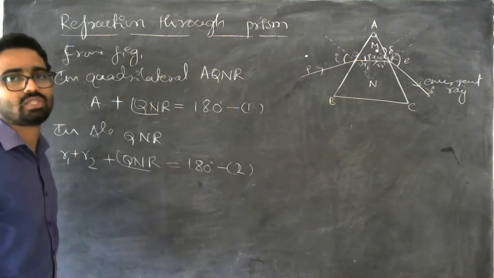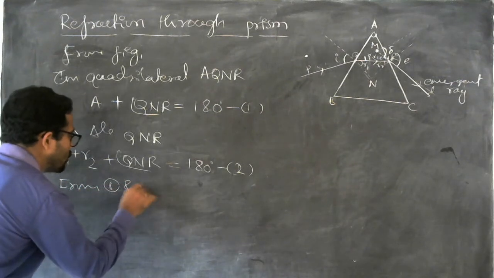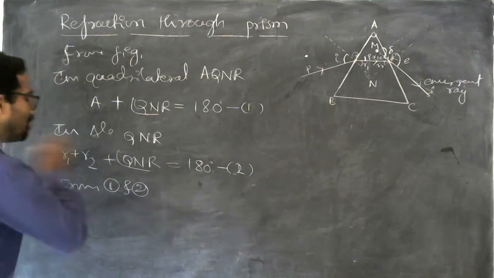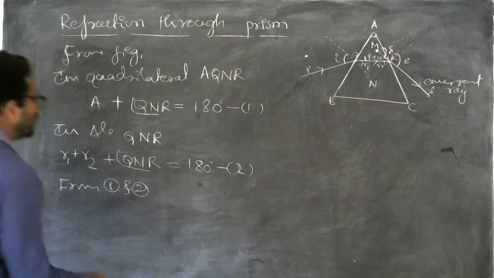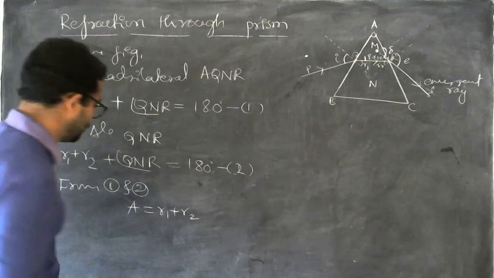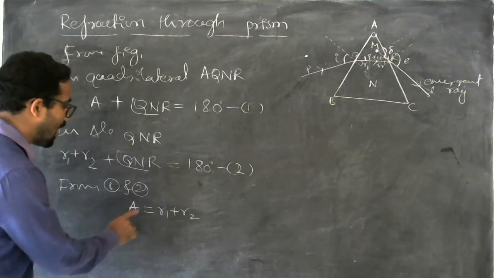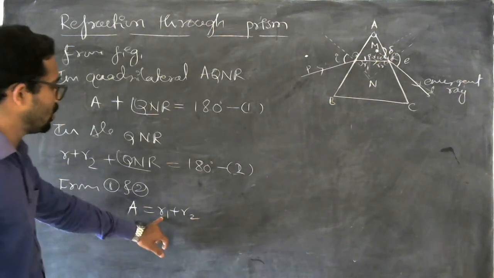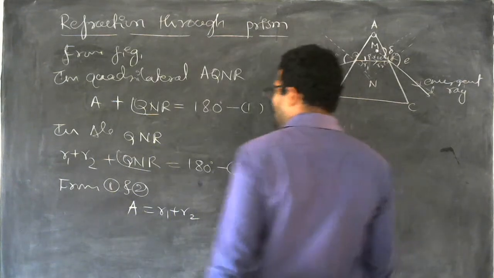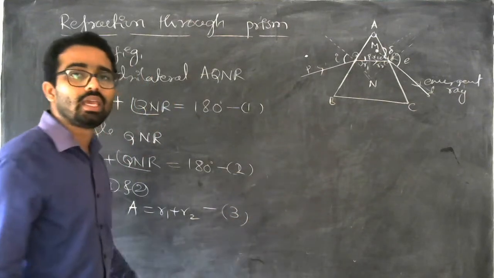Or you can subtract these two equations from 1 and 2. You can subtract or you can equate. Both you can do. That's why I am directly writing from 1 and 2, A is equal to R1 plus R2. So this is what we got here. So this is the angle A. That angle A is equal to R1 plus R2. Now, this is the one result we got. Let's write this as equation number 3.